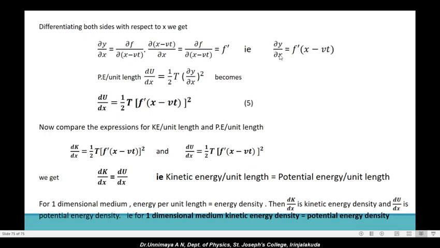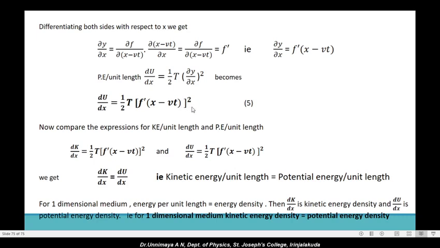Then we get dou y by dou x as f prime of x minus vt, and we substitute this expression in the equation for potential energy per unit length, and we get the relation du by dx is equal to half T f prime of x minus vt the whole square.